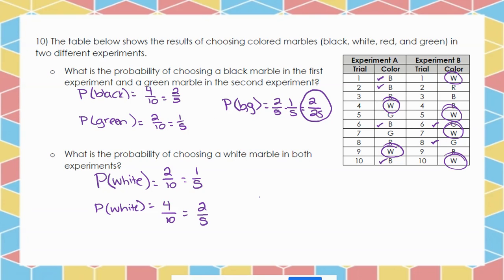4/10 simplifies to 2/5. So the probability of white followed by white is going to be 1/5 times 2/5. 1 times 2 is 2, and 5 times 5 is 25. So this is a probability of 2/25.